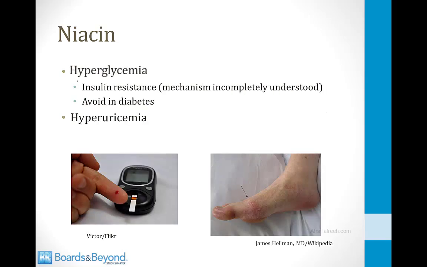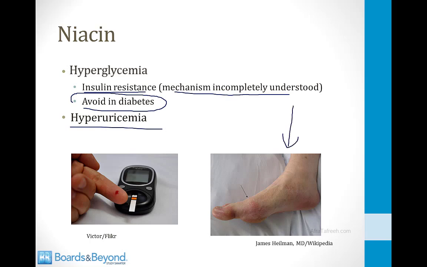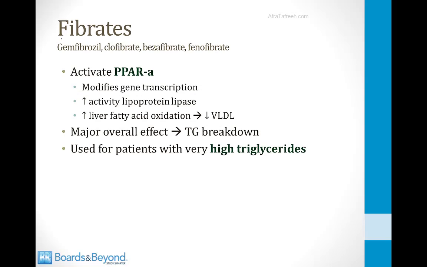Two other side effects of niacin to be aware of are that it can cause hyperglycemia. It's been shown to result in some level of insulin resistance. The mechanism is incompletely understood. Niacin is a drug we try to avoid in diabetics, and then it can also increase the uric acid level. So patients who are vulnerable to gout attacks, like this patient in the picture here, should avoid niacin because it may precipitate gouty arthritis.